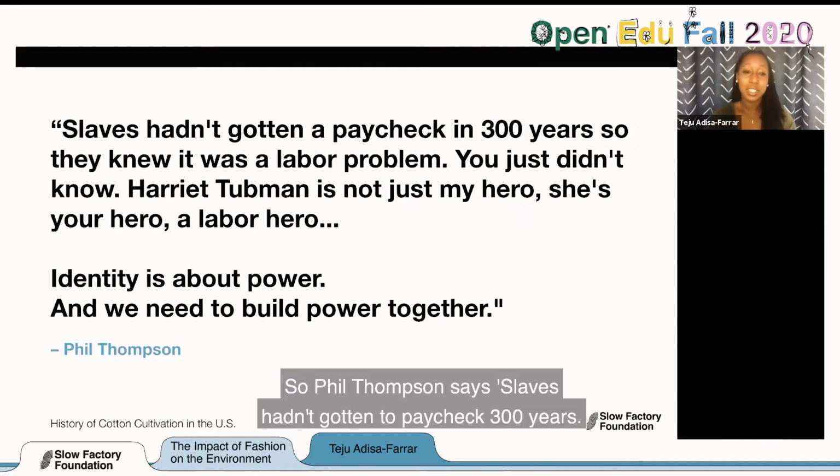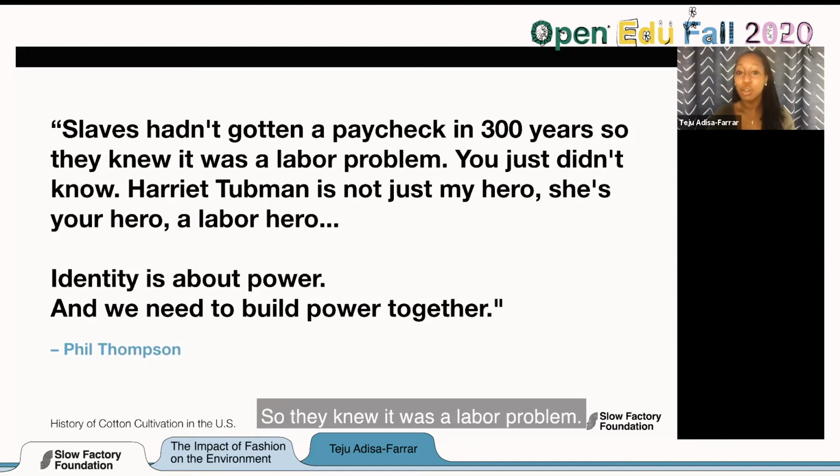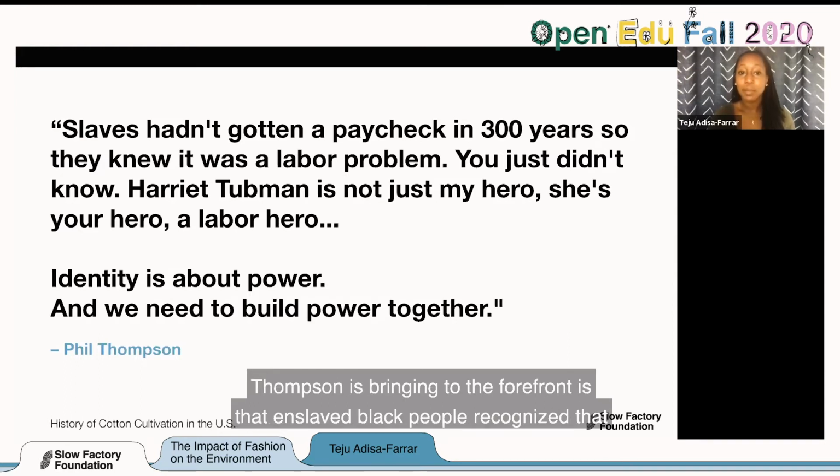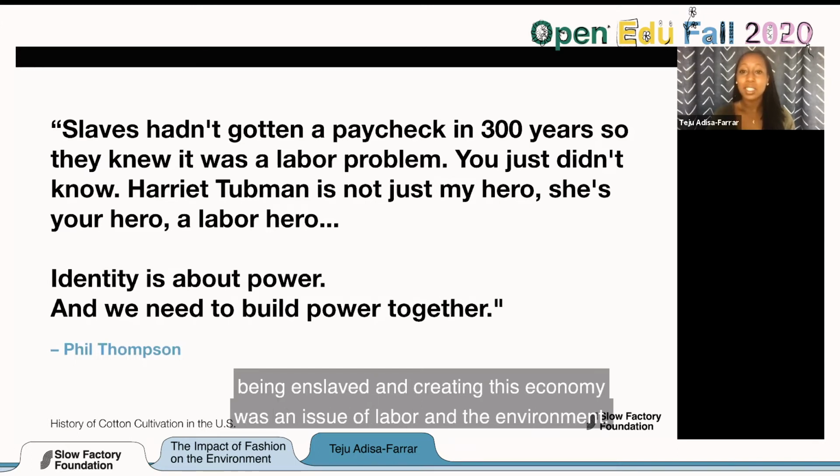So Phil Thompson says, "Slaves hadn't gotten a paycheck in 300 years, so they knew it was a labor problem. You just didn't know. Harriet Tubman is not just my hero, she's your hero, a labor hero. Identity is about power, and we need to build power together." So what Phil Thompson is bringing to the forefront is that enslaved Black people recognized that being enslaved and creating this economy was an issue of labor and the environment.